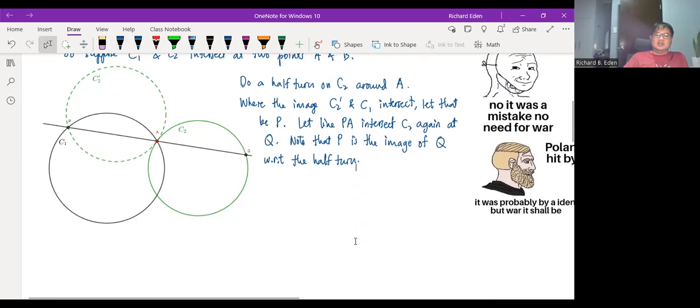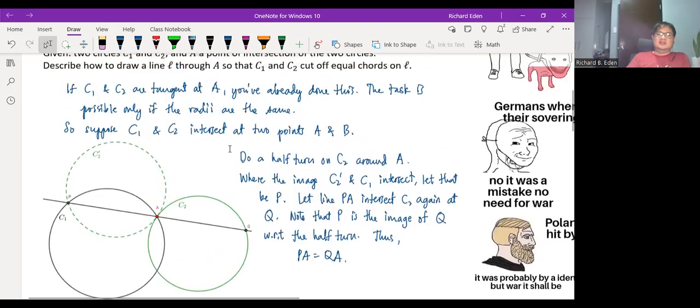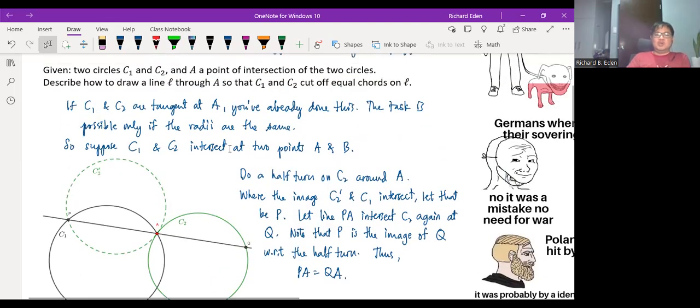Under a half turn, the image of a segment is a congruent parallel segment. Thus, because P is the image of Q, we have PA equals QA. That's what we're after. Therefore, this is the line we're looking for, because PA and QA are the chords and they're congruent.